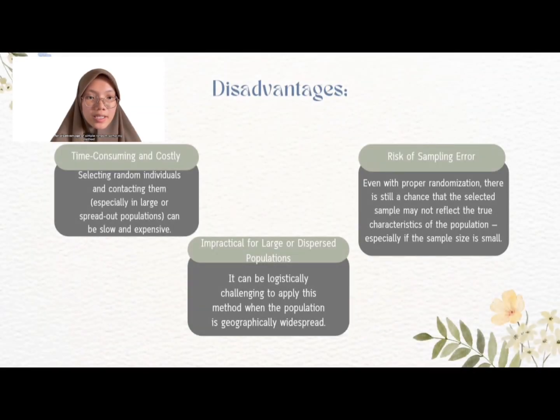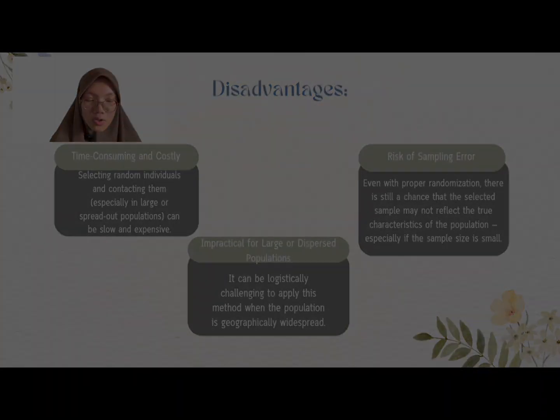For the disadvantages of the simple random sampling method, firstly, it takes time and can be expensive. Finding and contacting random people, especially in big areas, is not easy. Second, it is hard to use when people are spread out in different places. And lastly, there's a chance the sample does not show the real picture, especially if the group is small.